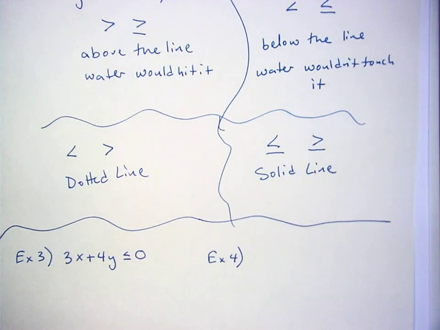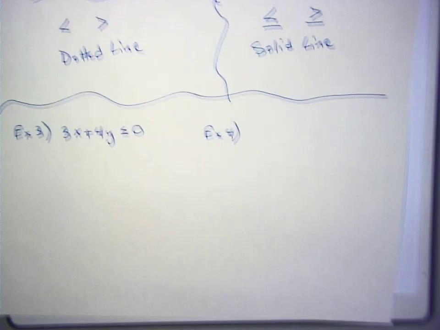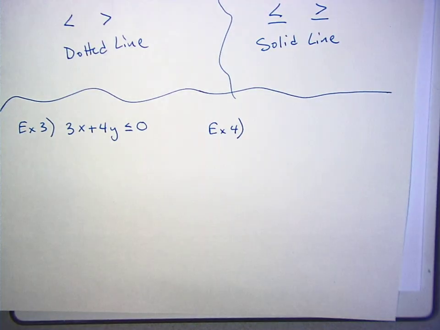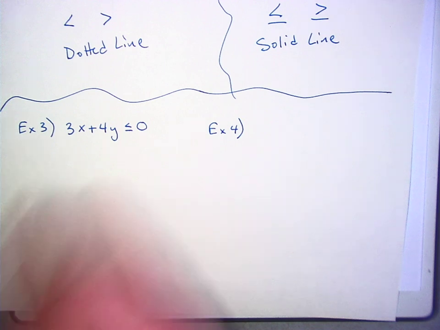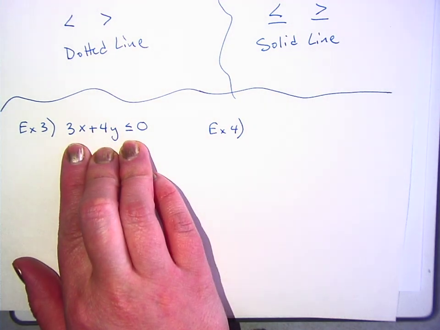So we're on the back side right now. I want you to write down example 3, which is 3x plus 4y is less than or equal to 0. The reason we're writing this on the back is we are going to graph this eventually, but can somebody tell me why this would be really hard to graph right now?